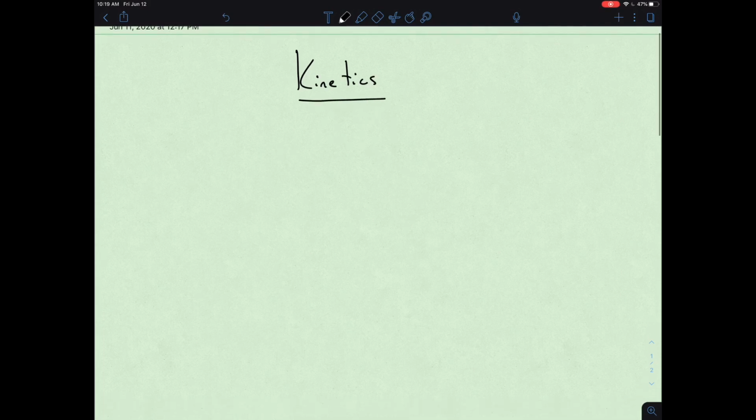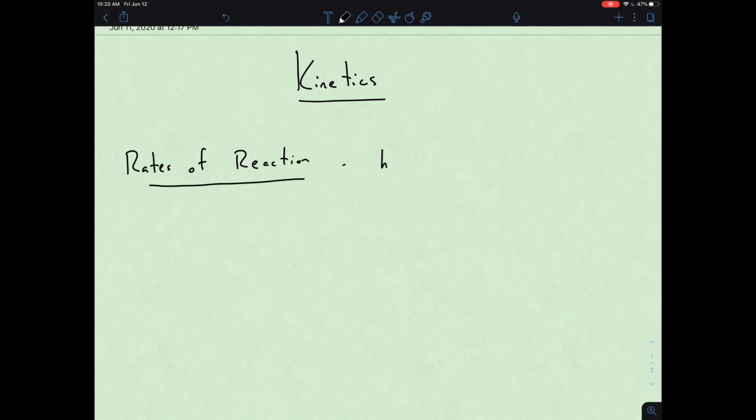Today we are talking about kinetics. And so we're basically getting into rates of reaction. We're just looking at how fast or how slow a reaction proceeds.